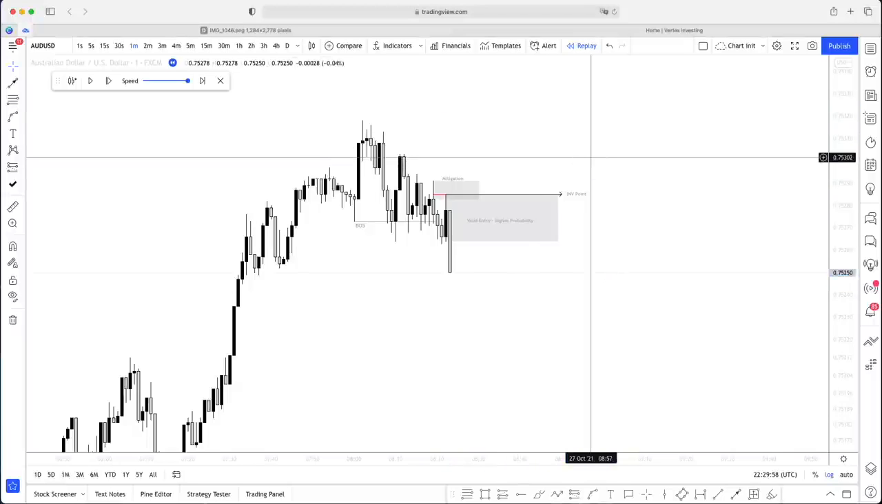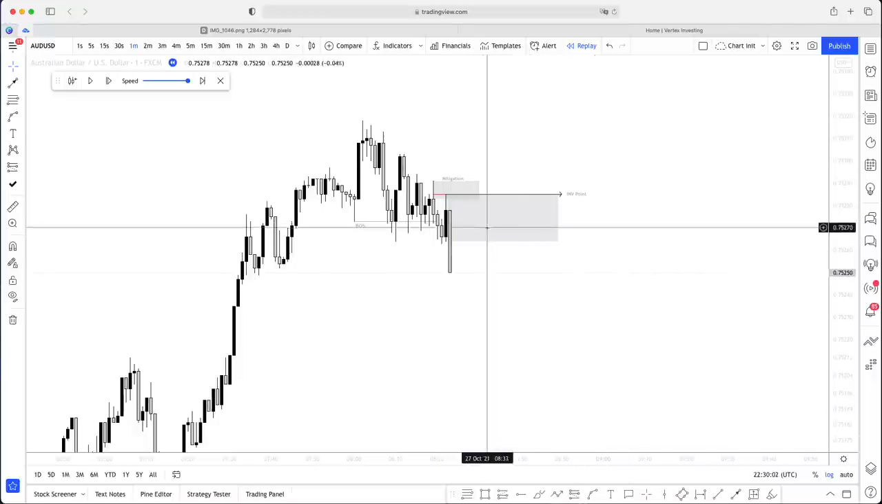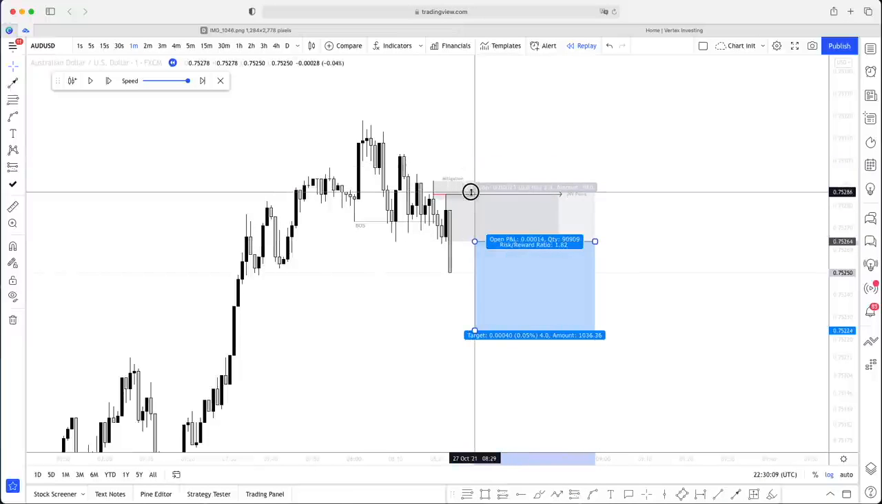Anyway, so we have a valid entry point, so you can take the trade straight off there. And I think that stop loss is going to be too big for me, to be fair. Let me have a look. So the stop loss is what? God, yeah, that's too big.